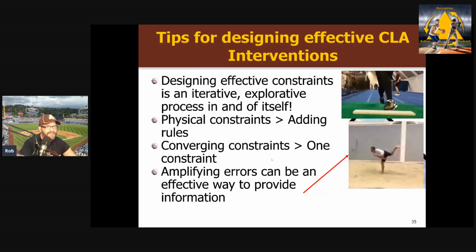I'm not going to, as I said, my resource page has tons more, and you can dig into the studies about this. But I want to give 2 tips that I've noticed in trying to come up with good constraints in the different sports that I work in and consult in.